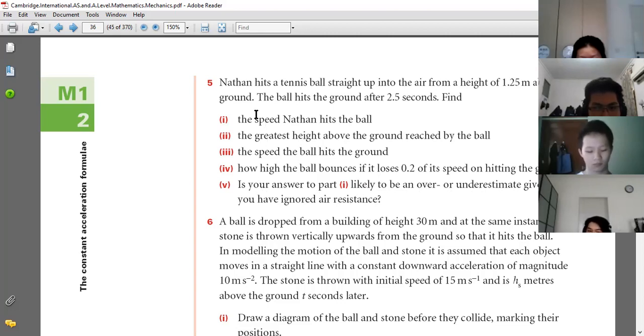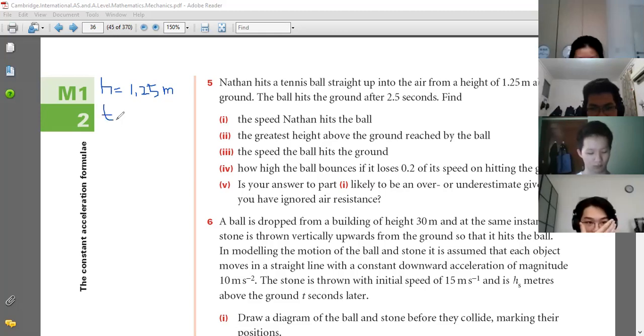The speed Nathan hits the ball. So, how do you answer that? What is known here? What quantity is known here? Time and height. Distance. First, we know the height, right? We know the position. It's 1.25 meters above the ground. And then we know the time that is needed to be on the ground. Total time from the first moving until it hits the ground, 2.5 seconds.